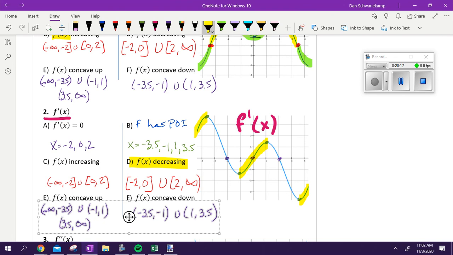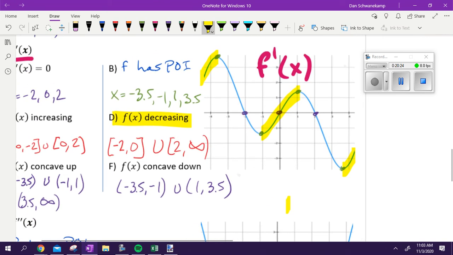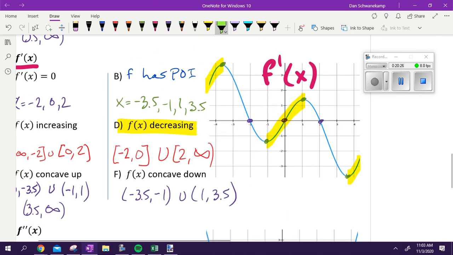This is the derivative graph. I just graphed you the derivative. That's all we're doing here. Okay? But it answers the same questions. When am I concave down? You are concave down when f prime is decreasing. Boom. From -3.5 to -1. And boom. From 1 to 3.5.